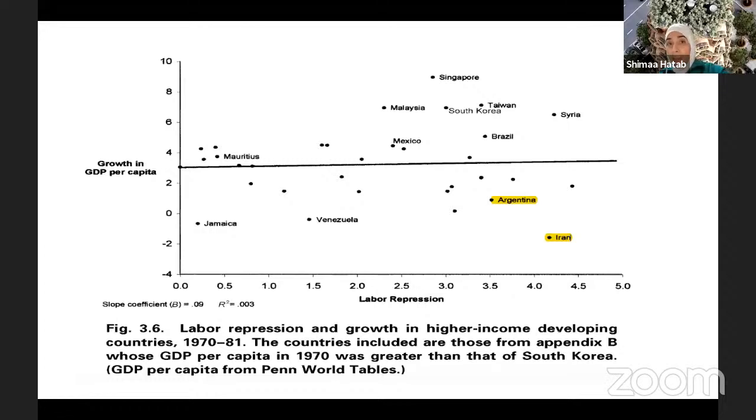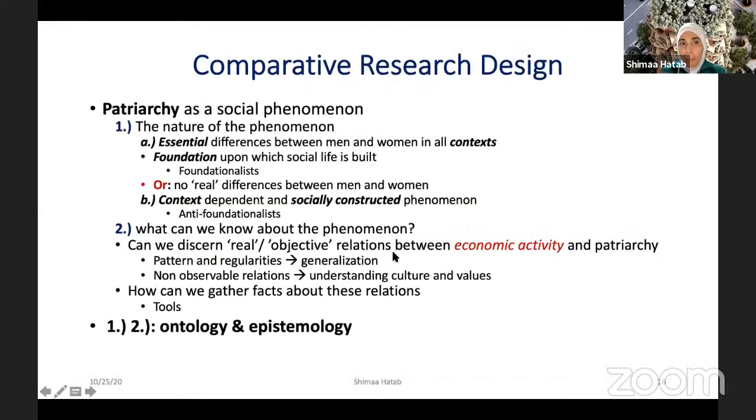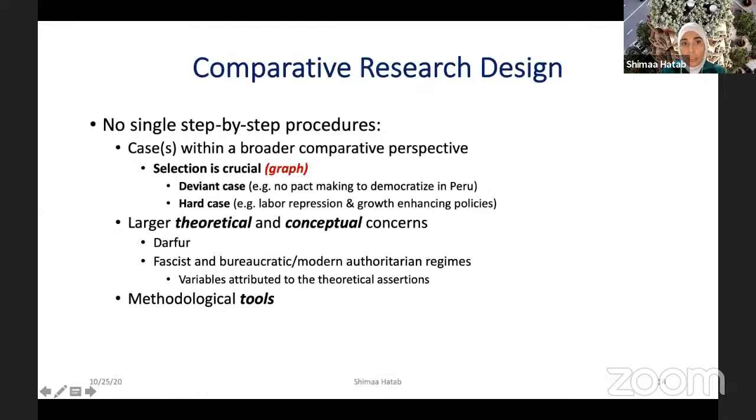Imagine Venezuela here above, near the semi-horizontal line. So it has maybe a low level of labor repression and high economic growth as well. So as a comparativist, you might be interested in studying these cases in order to refine the existing theories or to introduce new hypotheses to be tested. This builds on what I mentioned in the last lecture.